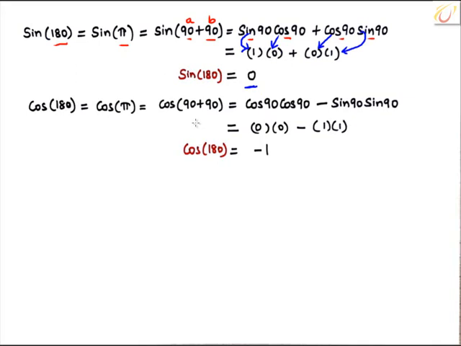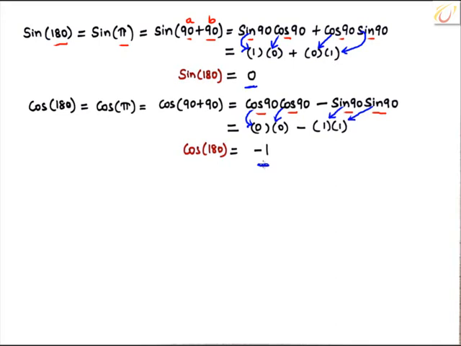Similarly, cos 180 will be cos of 90 plus 90. That is cos A cos B minus sin A sin B. So we will have cos 90 multiplied by cos 90 minus sin 90 multiplied by sin 90. So what do we have here? Cos 90 value is 0, multiplied by cos 90, that is 0, minus 1 multiplied by 1. So 0 minus 1, cos 180 will be minus 1.